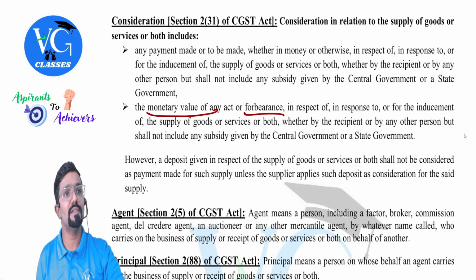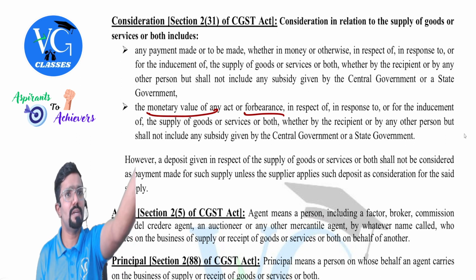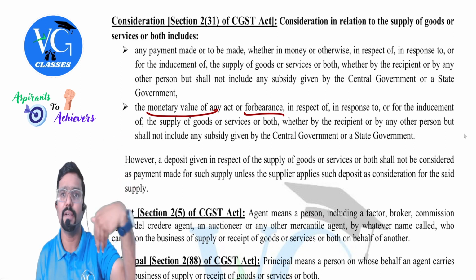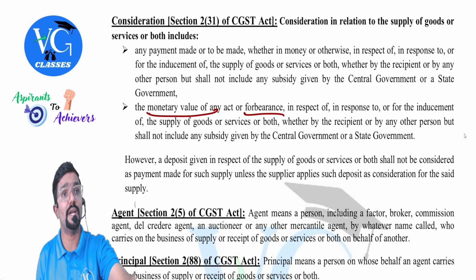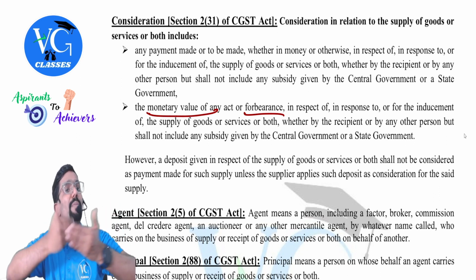Sir, is it a forbearance? Yes. Forbearance means I'm stopping you from doing something. Sir, is it legal? Yes. If you accept it, legal. We both have agreed for it, and I am paying for that. For not doing something, I am paying you. Clear?